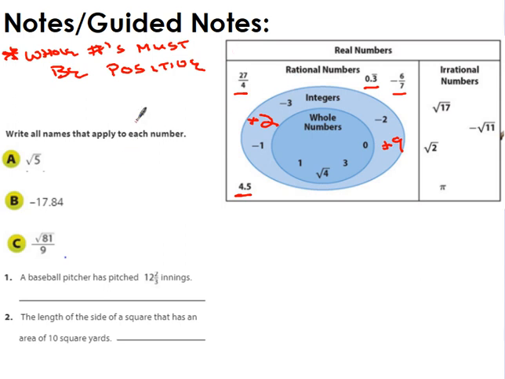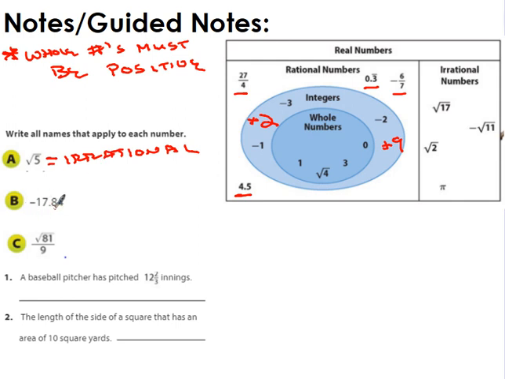So let's go through and name all that apply to each number. Irrational numbers are really just imperfect square roots, or imperfect cube roots, is really what we know about irrational numbers up to this point in time, and pi. If I looked at the square root of 5, the square root of 5 is not a perfect square, so therefore, it is irrational. And I'm done. Once it's irrational, there's nothing else I can classify it as.